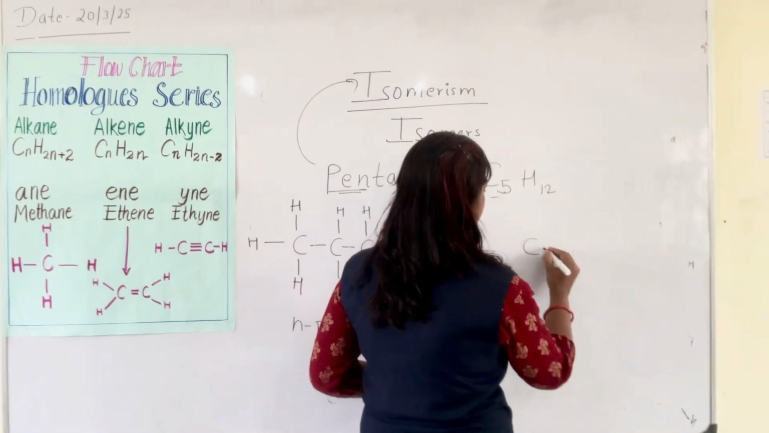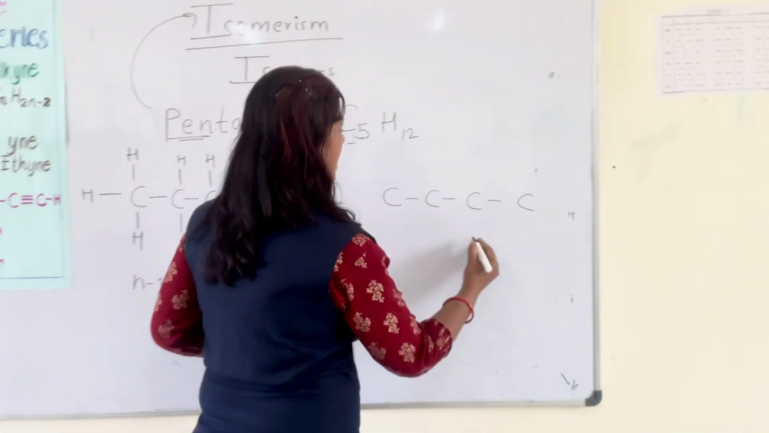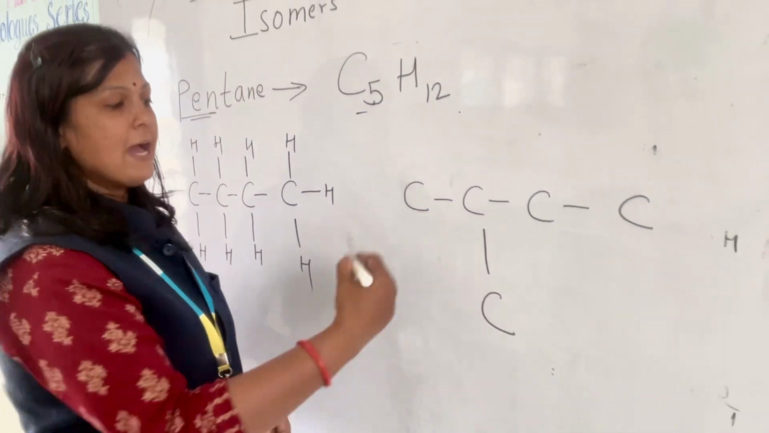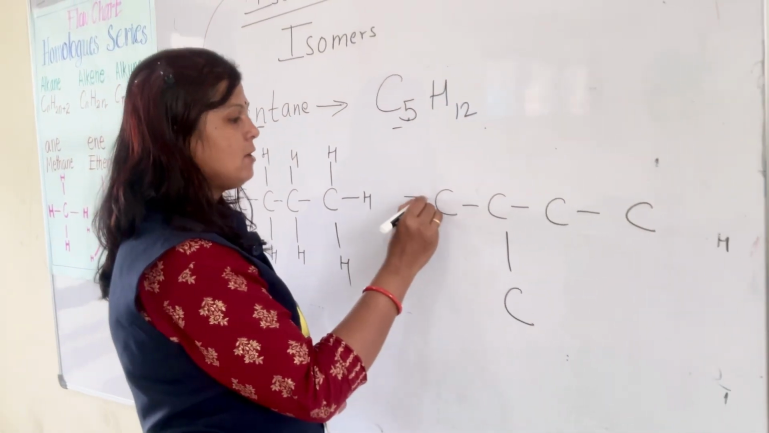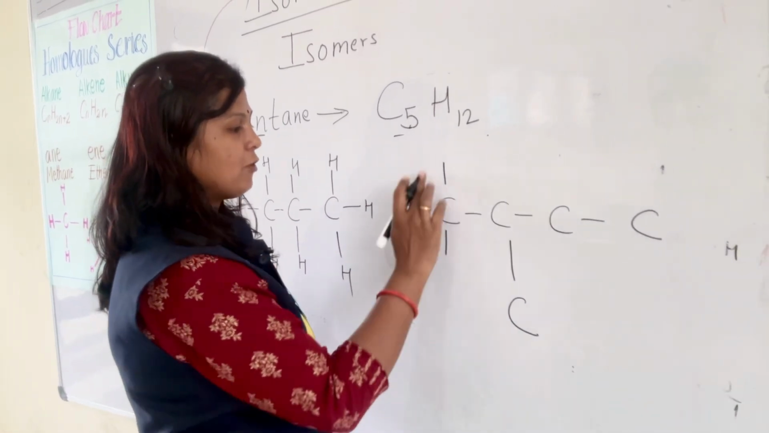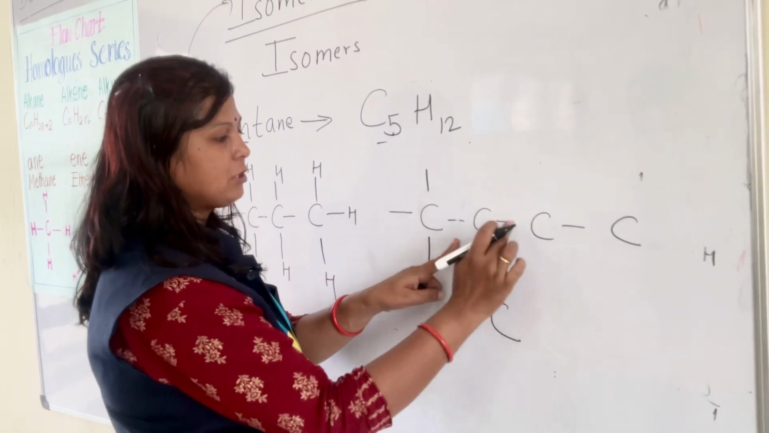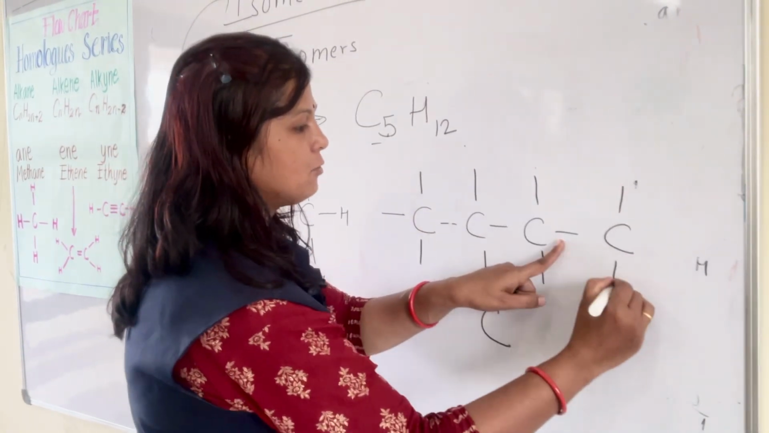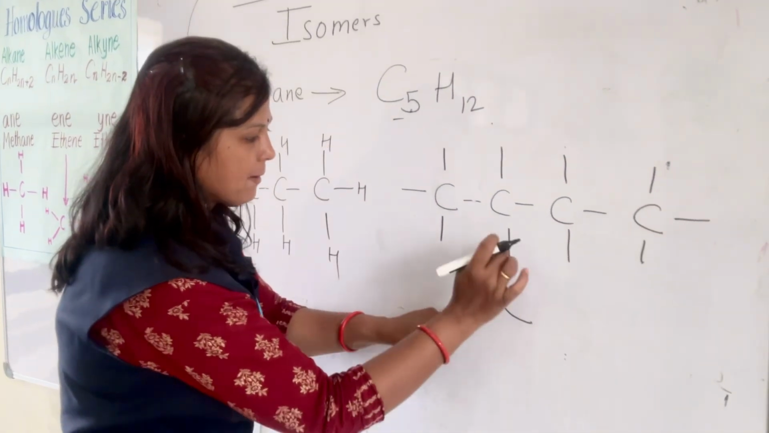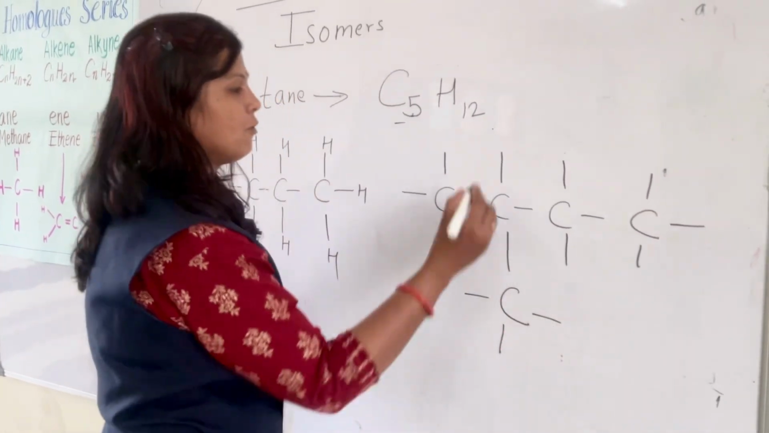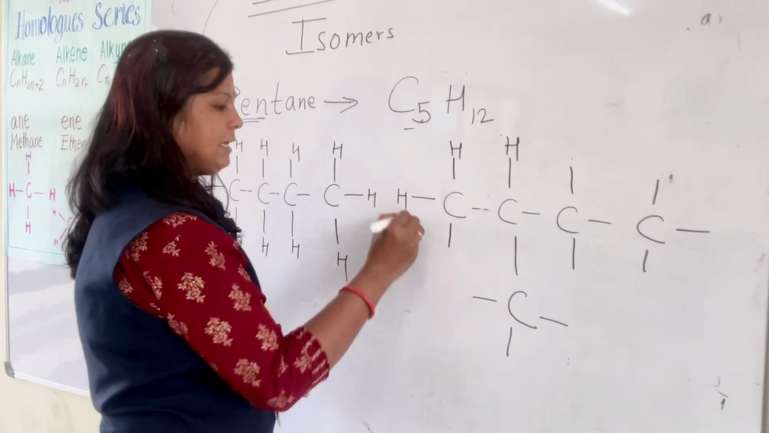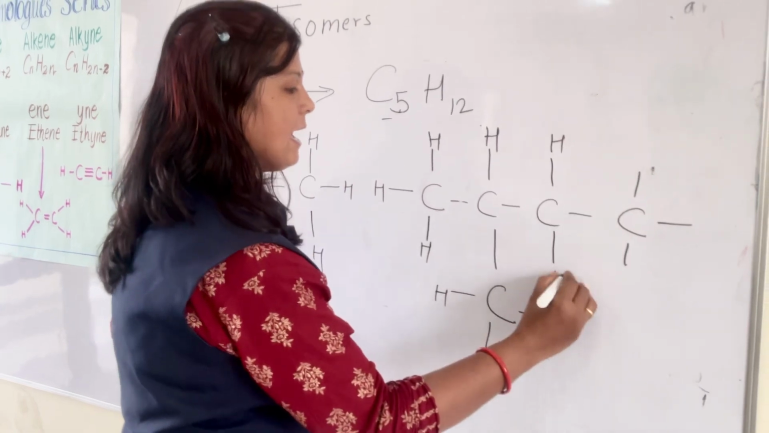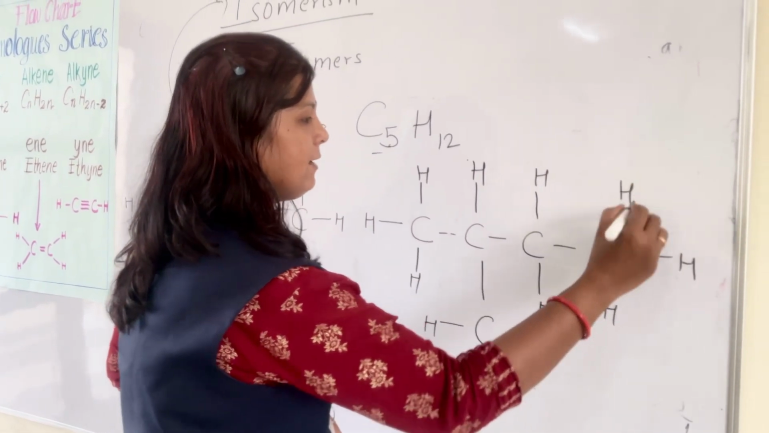Now we will make isopentane. Make it 5 carbons, 1, 2, 3, 4, and make one branch. You can make it at any place. After making the branch, satisfy with hydrogen. 1, 2, 3 for this carbon. For this carbon 1, 2, 3 are there. Make it 1. 1, 2 are there. Make it 2. This one 1, 2, 3, 4 satisfied. For this carbon only a single bond is there. Make it 4. 1, 2, 3, 4, 5, 6, 7, 8, 9, 10, 11, 12. What is the name?